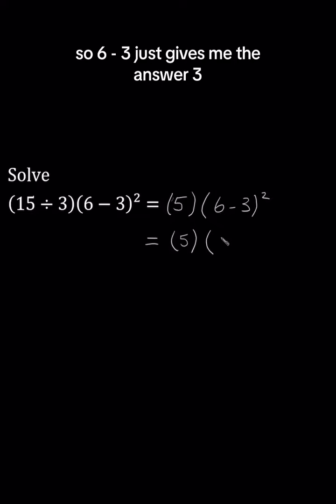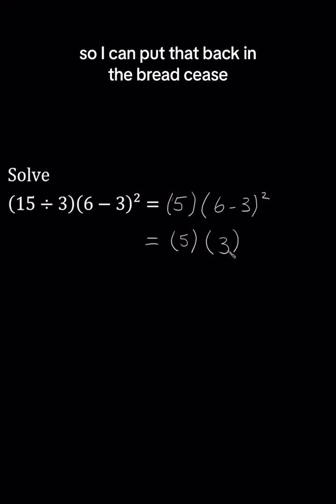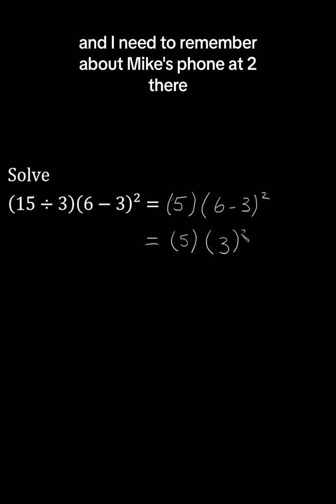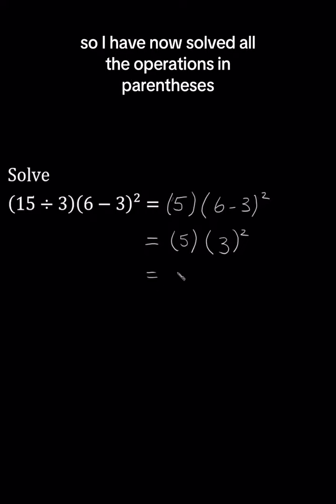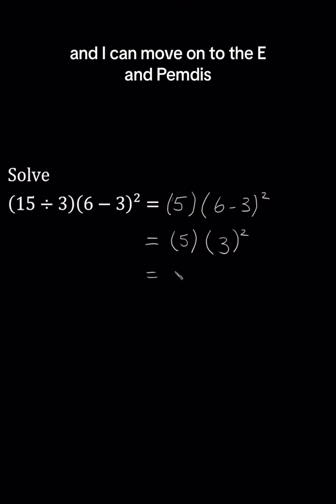So 6 minus 3 just gives me an answer of 3. So I can put that back in the parentheses. And I need to remember about my exponent 2 there. So I have now solved all the operations in parentheses, and I can move on to the E in PEMDAS, which stands for exponent.